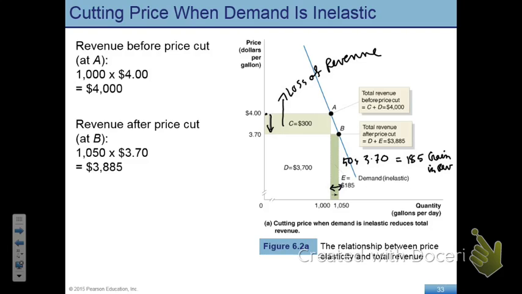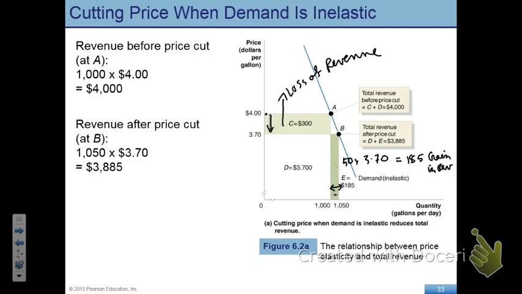So $300 is your loss of revenue, $185 is your gain in revenue. So by cutting price, you lose $300, you gain $185. Are you really gaining anything? Is your total revenue really going up? It is not, right? You lose more than what you gain. As a result, your total revenue really is going down.